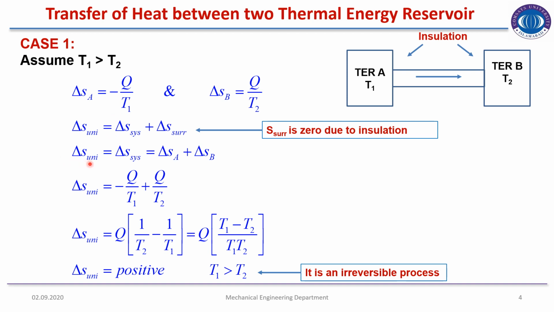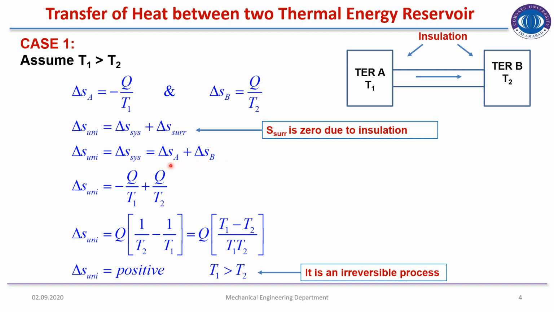Change of entropy of the universe is equal to change of entropy of the system. So we have two individual systems or parts: part A, del S_A, for thermal energy reservoir A, and part B, del S_B, for thermal energy reservoir B. So change of entropy of the universe is equal to change of entropy of the system, that is change of entropy of A plus change of entropy of B.